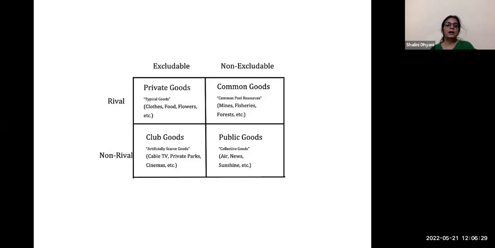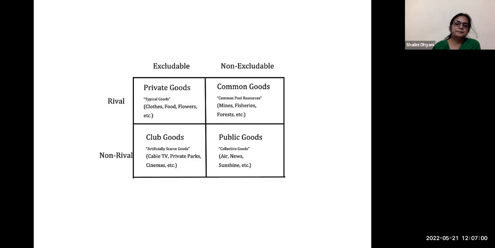Non-excludable because they benefit a large number of the population. They are beneficial for the well-being of a large number of people. For example, coal mines and so many other mines give resources to a large population. Fisheries give a lot of food and provisioning services to people. Then forests provide food, fodder, timber, NTFP, etc.